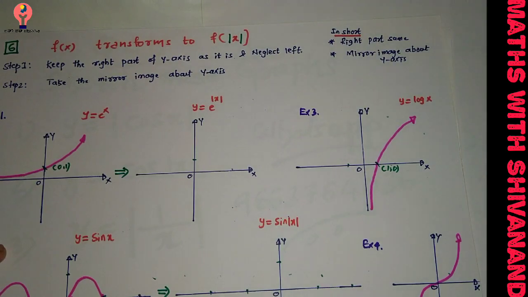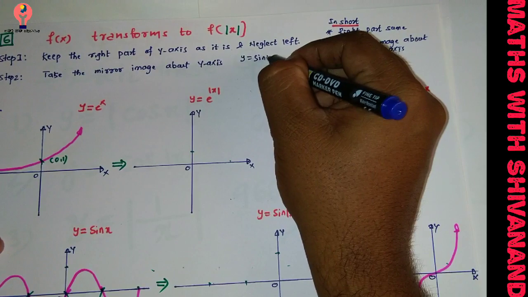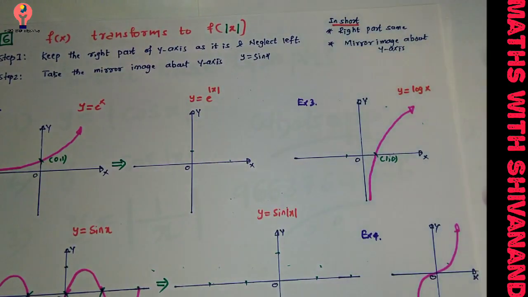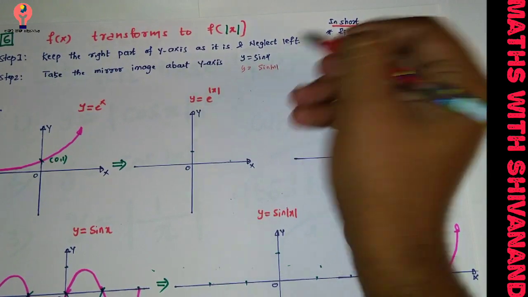Okay. So what will happen here? Listen. How to draw such kind of graph here. For example, initially your graph is y is equal to sin x, right? Suppose he has asked to draw y is equal to sin mod x. How to sketch?